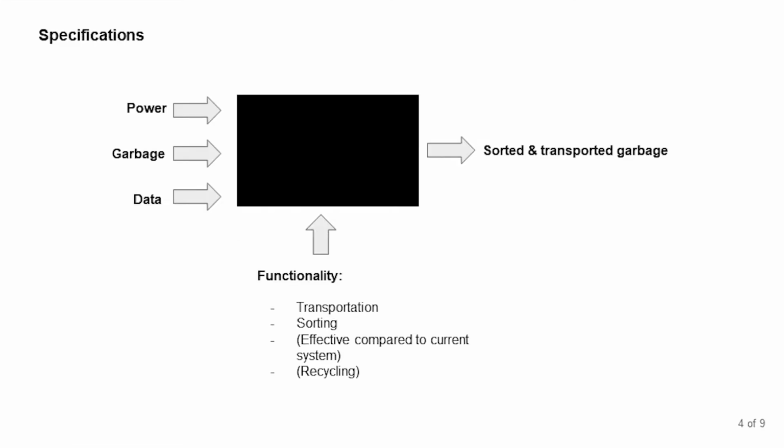Specifications. Here's a black box view of our system. We can clearly see what the inputs and outputs are: power, garbage, and data in, and sorted and transported garbage out. Inside the black box, we have our functionalities, transportation and sorting. We have not yet defined how these functionalities will be performed, hence the black box view. However, as mentioned before in this video, we have vacuum power in mind.